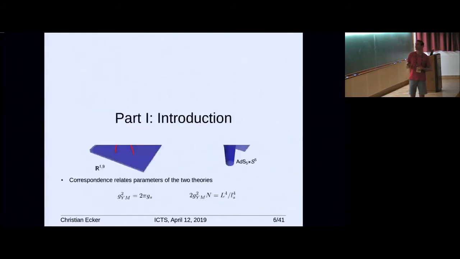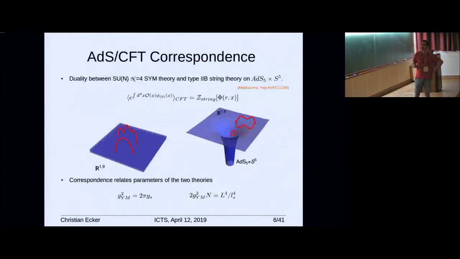Okay, part 1, introduction. This you already heard in Johanna's excellent lecture. ADS-CFT is the duality between SU(N) N=4 supersymmetric Yang-Mills theory and type IIB string theory on anti-de Sitter space.